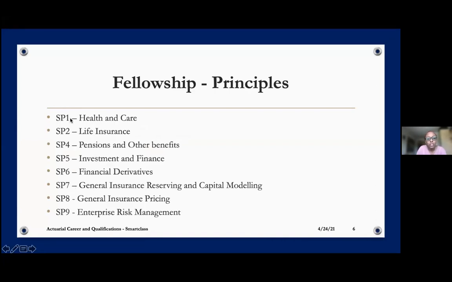So you could go, say, for SP1 and SP2 if you want to be a health actuary or life insurance-based actuary. You'll definitely choose pension, and any other, if you want to be a pensions actuary, you will definitely want to combine, say, SP5 and SP6. It's not required, but to just match the two, you could make a combination of any of these. But their requirement is you sitting any two out of these exams.